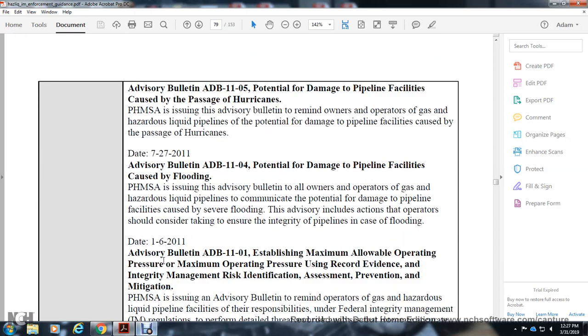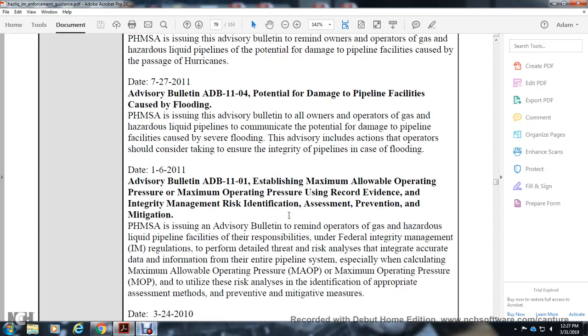Advisory bulletin: potential damage to pipeline facilities caused by flooding. PHMSA is issuing the advisory bulletin to gas and hazardous liquid pipeline operators to communicate the potential damage to pipeline facilities caused by severe flooding. The advisory includes actions that operators can take to ensure the integrity of the pipeline in case of flood.